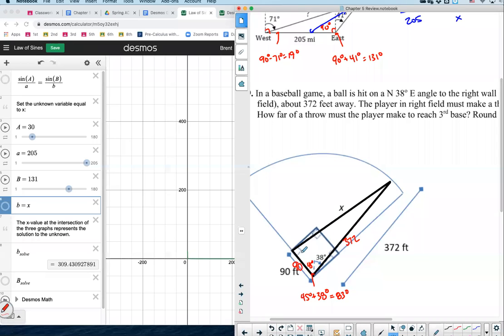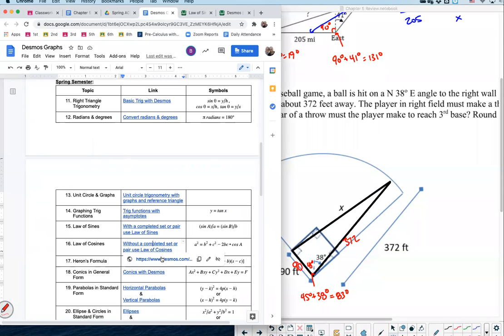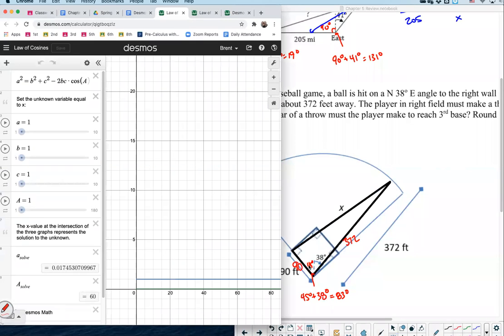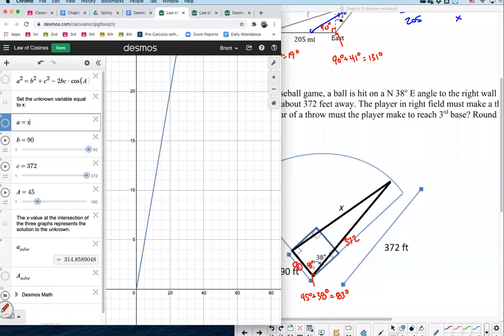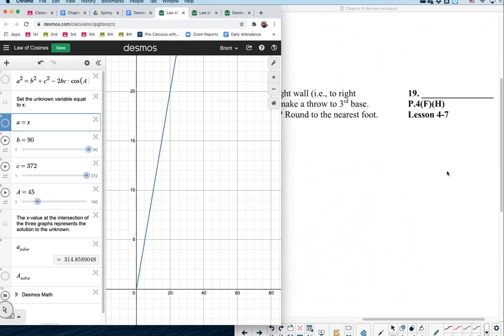I don't know this angle here. That's less than 90, nor do I know this one. So I don't have a completed set this time. So I need to use the law of cosines. So I'm going to pull up the law of cosines. Let me see if I can get it in before the bell rings. What we know is we have this angle. It's 45 degrees. That's capital letter. We know two lengths that are not across from the 45. So we know that's 90, and this is 372. The unknown is the length across from my angle, and this says the answer is, and we're supposed to round to the nearest foot, 315 feet. My answer here would be 315 feet.